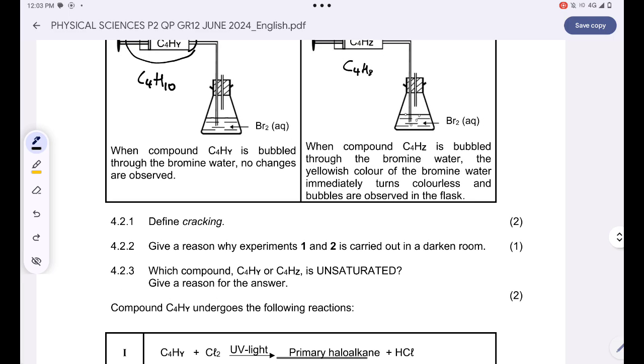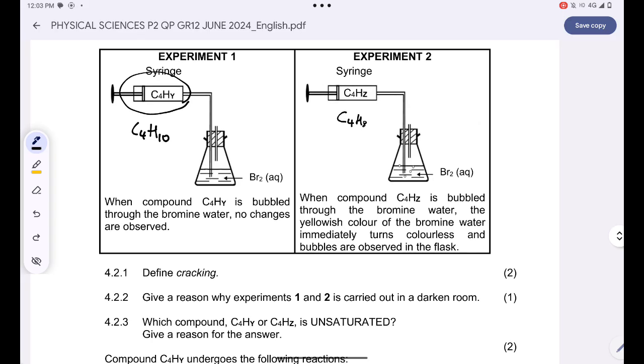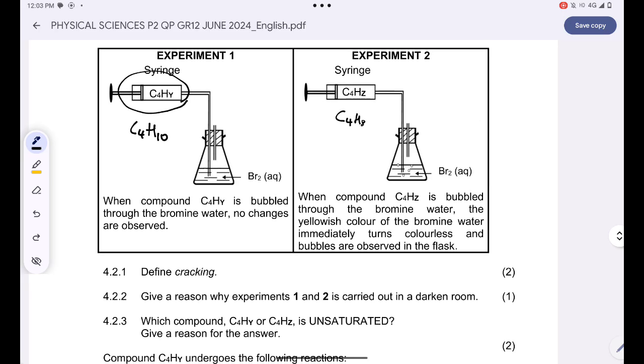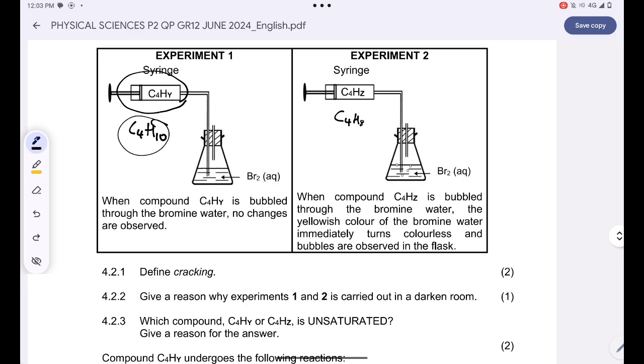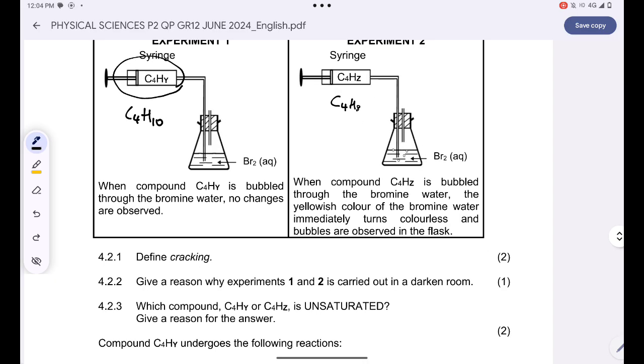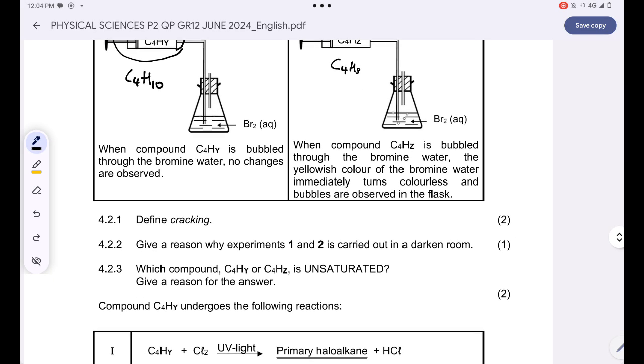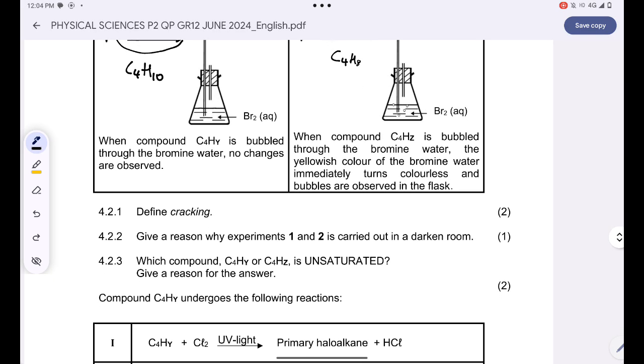Because if, guys, experiment 1 and 2 are not carried out in a dark room, we wouldn't be able to see which one of the two compounds is saturated or not. Because the saturated compound will undergo substitution, and the unsaturated one will just undergo an addition reaction. Are you together? So for us to eliminate having a substitution reaction, we must not expose these two experiments. They must not be exposed to UV lighting.